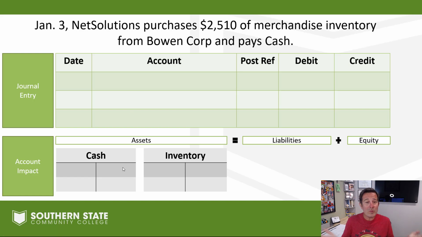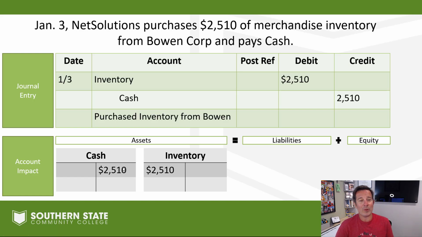From there, we just make our entry. We debit inventory and we credit cash. We bought inventory from Bowen can be our description. 2,510 increases inventory on the debit side. The cash account decreases on the credit side. Both on the asset side, so they wash each other out from an accounting equation standpoint, right? Assets equal liabilities plus equity. We know that every transaction is going to impact that accounting equation, and we know the accounting equation has to be in balance all the time.